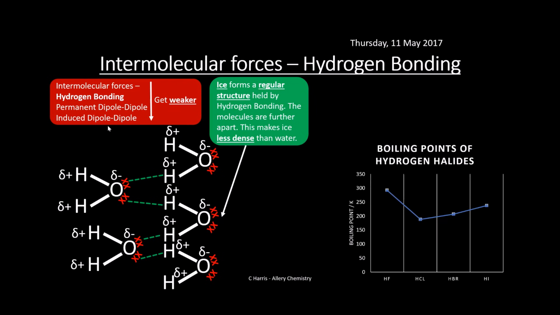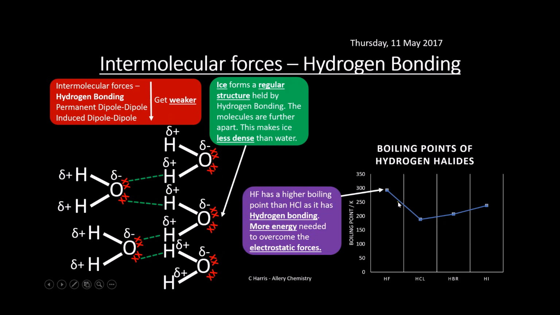And we can compare boiling points and use these intermolecular forces to compare them. Now if we look here, HF has the strongest type of intermolecular force. This is hydrogen bonding. Much more energy is needed to overcome these electrostatic forces of attraction between the HF molecules. Make sure you can comment on that, and this is why HF is higher.